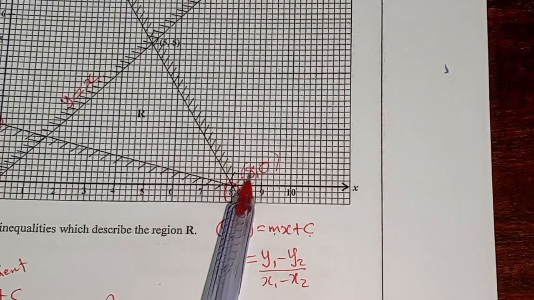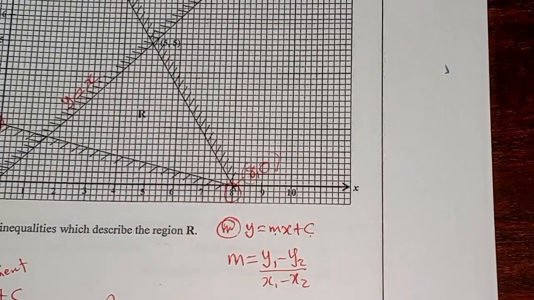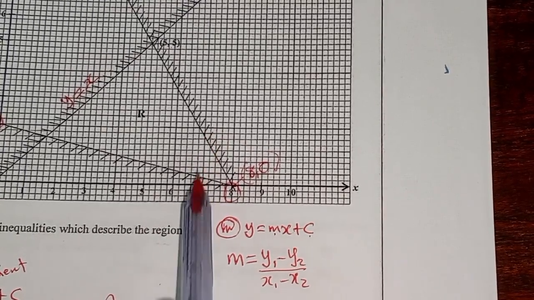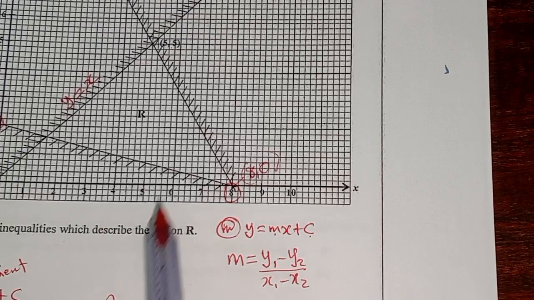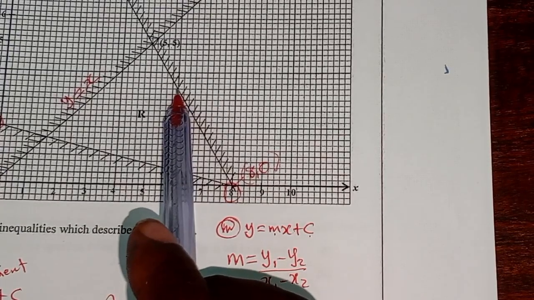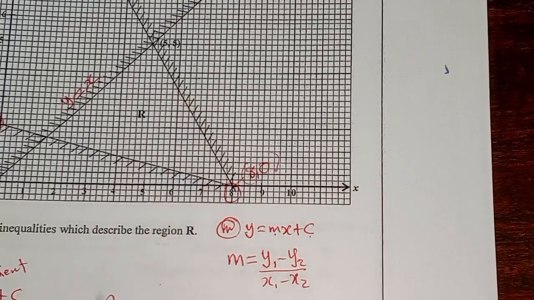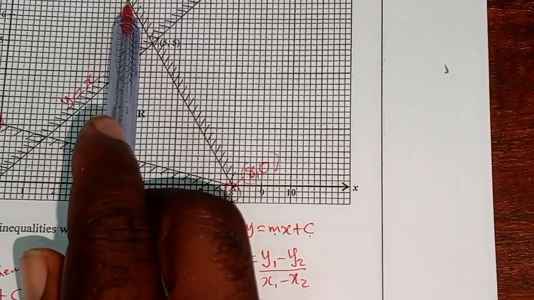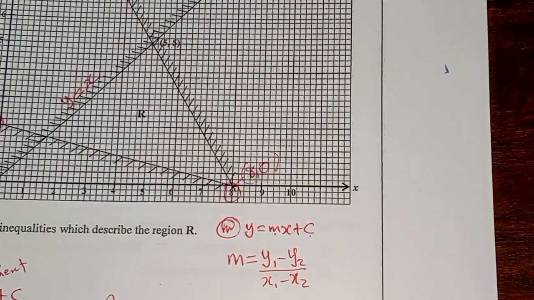So number 1, it is 8, 0. Number 2, it is 5, 5. You can pick any of the two. If you want, you can pick 7, 2. If you want, you can pick 6, 3.6. If you want, you can pick 4, 6.7. You can pick any of the two coordinates.